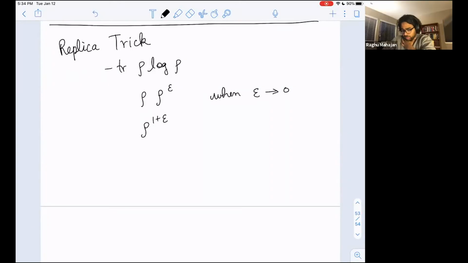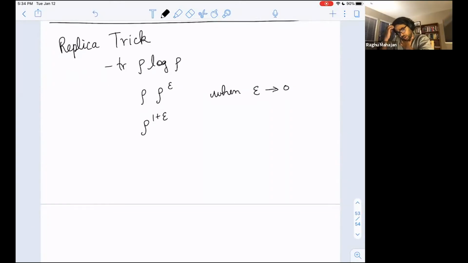So it's rho to the 1 plus epsilon, but even fractional powers are kind of weird. So we just want to consider integer powers of rho and look near n goes to 1. So this is the quantity that people study. Instead of studying trace rho log rho, we study trace rho to the n for integer n. And if the gods are kind, this function is analytic in n, and we can just look near n equals 1 and find the entropy.